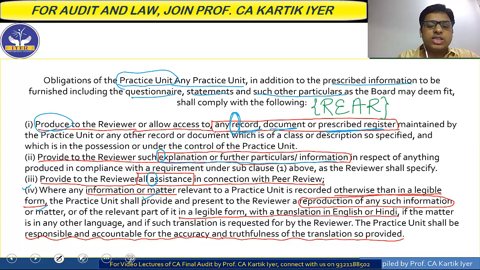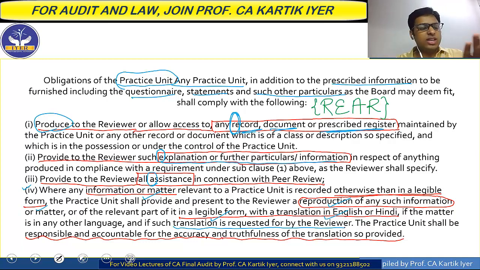So they are saying that the practice unit shall provide and present to the reviewer a reproduction of any such information or matter or the relevant part of it in legible form. So proper reproduction has to be done. Properly it has to be given. Now suppose the language in which the documentation or the information on the matter was kept is other than English, then they are saying, because in India there are so many languages, data can be kept in any format, in any language. So they have said that with a translation in English or Hindi, if the matter is in any other language and if such translation is requested by the reviewer, so basically, if the reviewer asks for a translation, then the practice unit has to provide a translated version also.